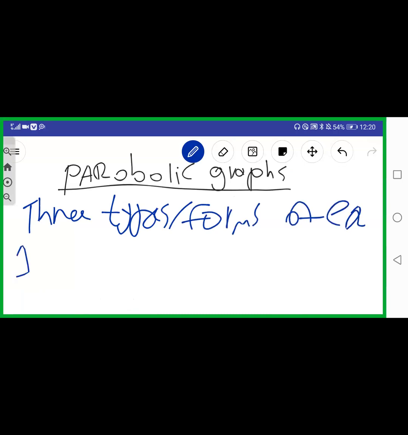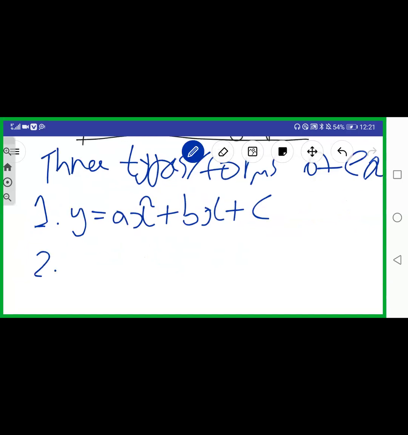The first one will be looking like this: y will be equal to ax squared plus bx plus c. In this case, this is the form which was given on that question. All right, and you will now have the second one. The second one will look like y will be equal to a(x minus b), or I can say p if I want, let me use p, squared, then plus q. And you must know what p and q are for.